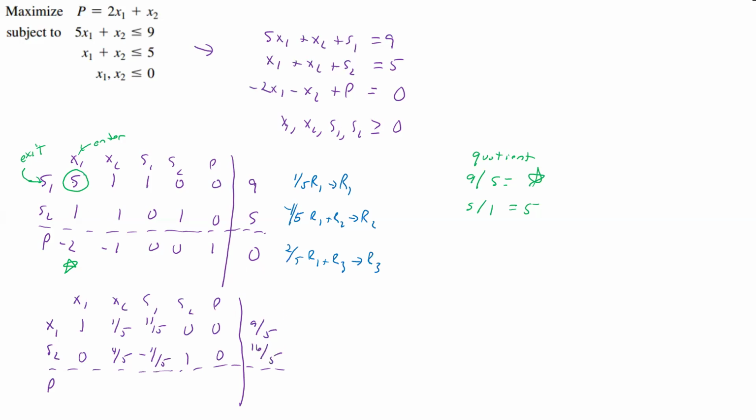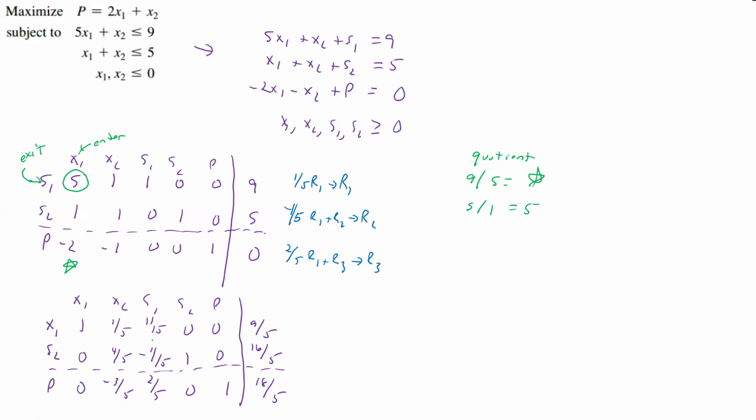And now I'm taking a 2/5 times that. So it would basically be a 2 minus 2. That's going to be 0. And that's going to be 2/5 minus 1. So that's going to be minus 3/5. And that's going to be a 2/5. That's going to be a 0. That's going to be a 1. And 2/5, that's going to be what? 18/5. Okay.